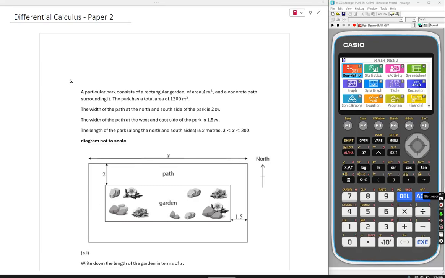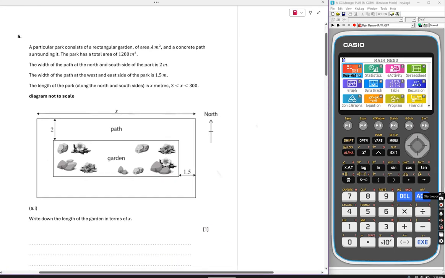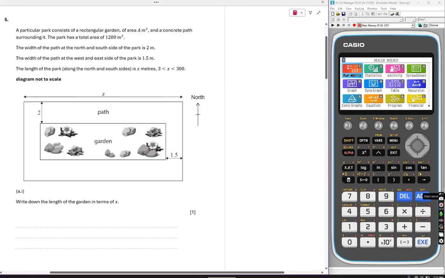Hi everyone, today we've got a differential calculus paper 2 style question. A particular park consists of a rectangular garden of an area A meters squared and a concrete path surrounding it. The park has a total area of 1200 meters squared.